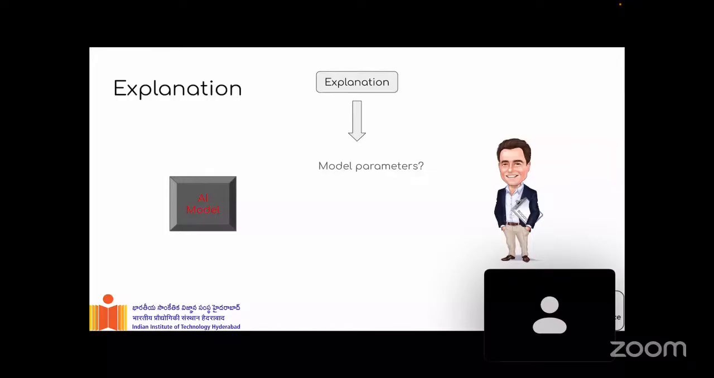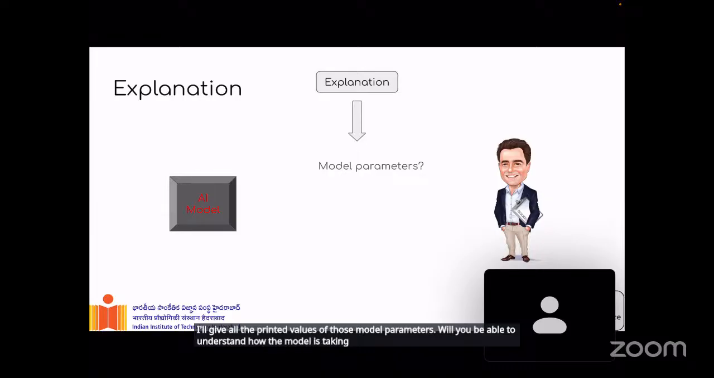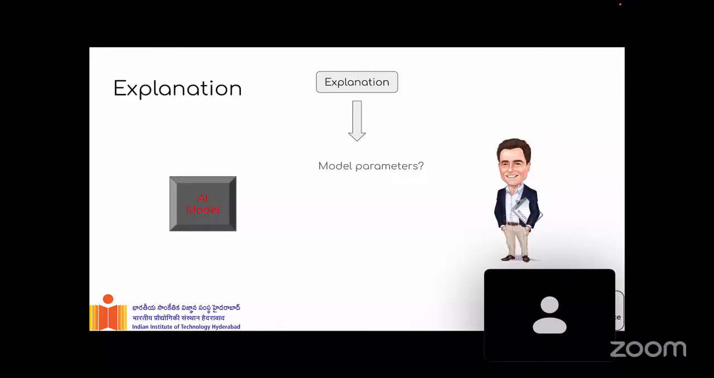Some of the RNN models may have thousands of parameters also. I'll give all the printed values of those model parameters. Will you be able to understand how the model is taking the decision? Okay, not actually with the use of weights and biases. No. Correct.